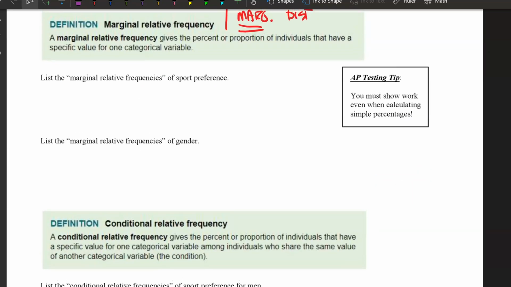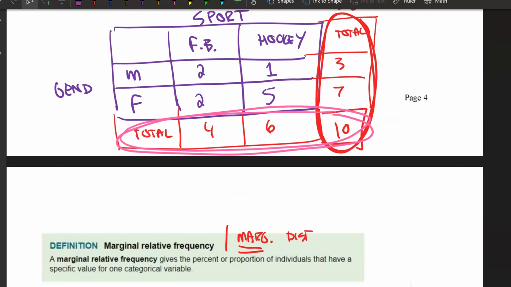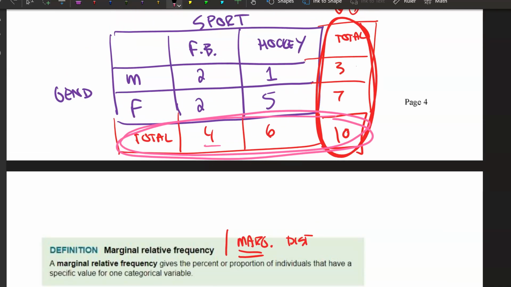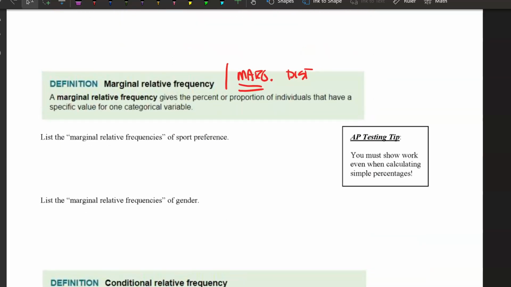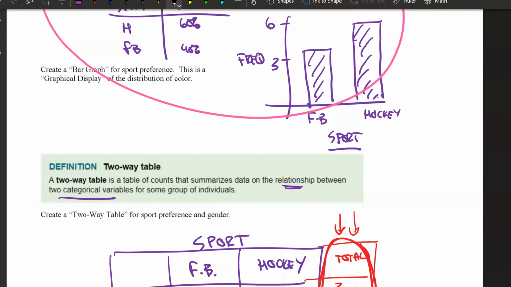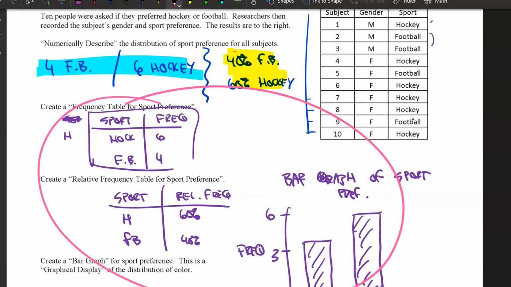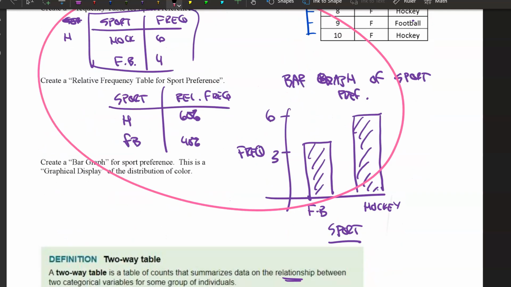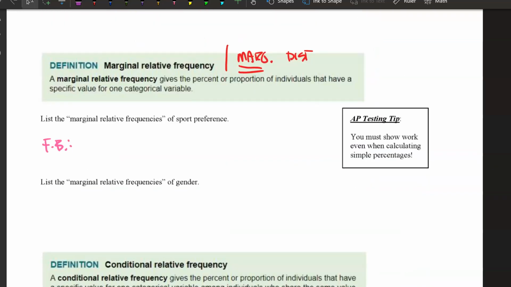List the marginal relative frequencies of sport preference. So sport preference, 4 and 6. So for football, 4. Okay. 4 people out of 10 like football, that's 40%. And for hockey, 6 out of 10 liked hockey for 60%.